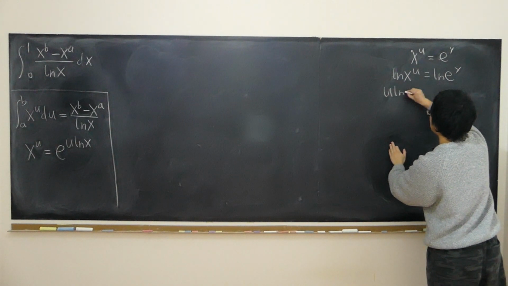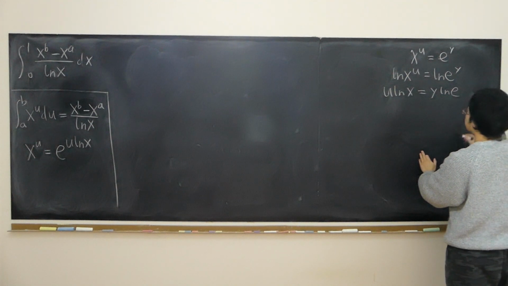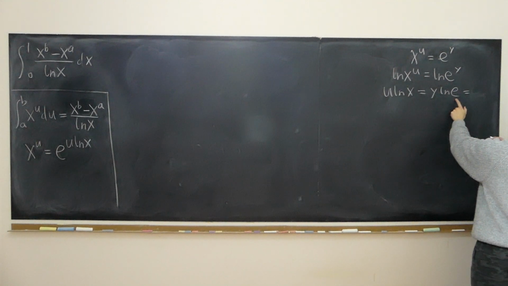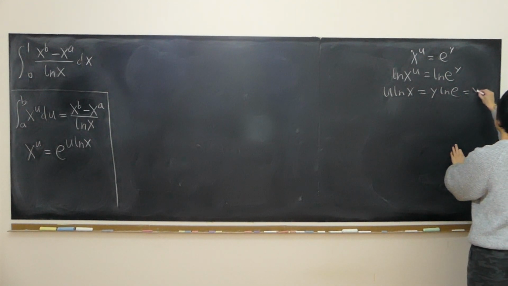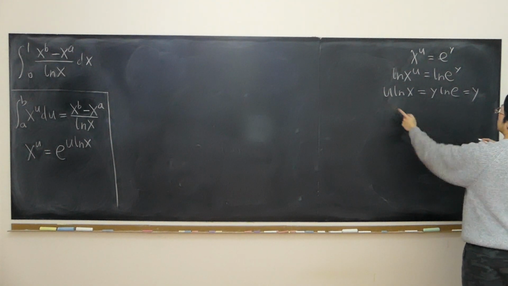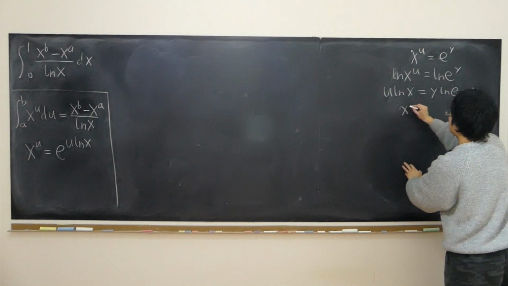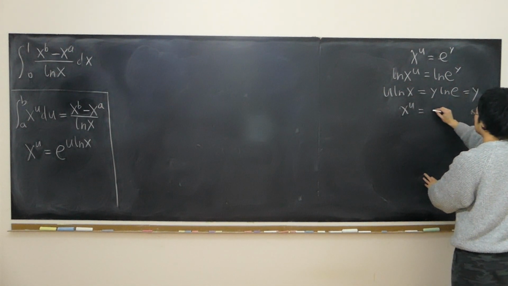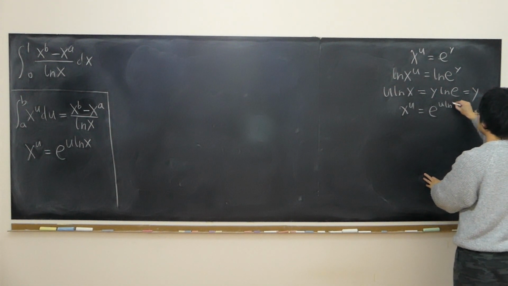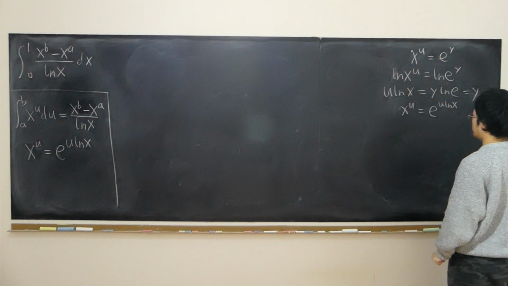U times logarithm of x equals y times log of e. Then log of e is simply equal to 1. So that's y. So y equals u times natural logarithm of x. So that means x to the power of u can really be written as e to the power of u times natural logarithm of x. So that's called the change of base formula, right?